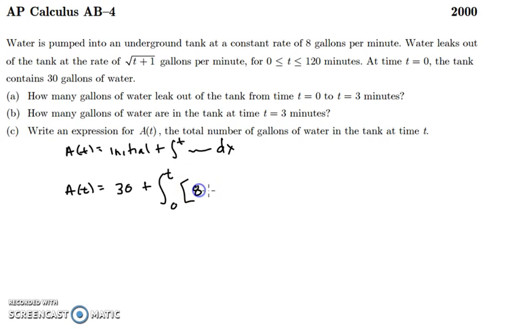of 8, not plus, but minus, the square root of x plus 1 dx. Oops. And that's it. It doesn't tell us to solve anything. It just says write an expression. We wrote the expression. Again, the thing to remember is if we have a t here, these need to be x's down here. And that's it. That's all we have for this question.